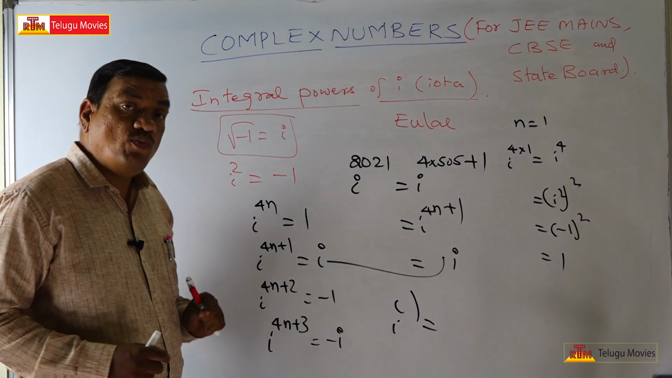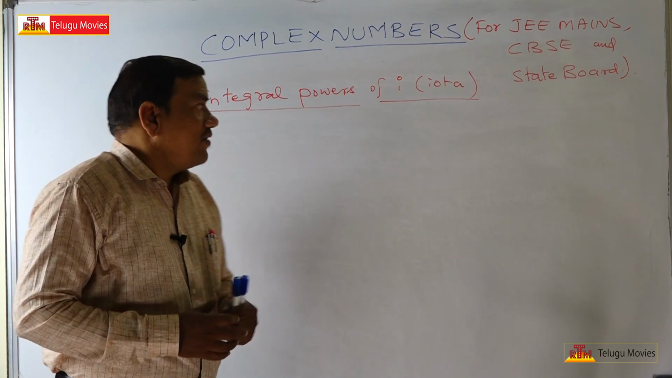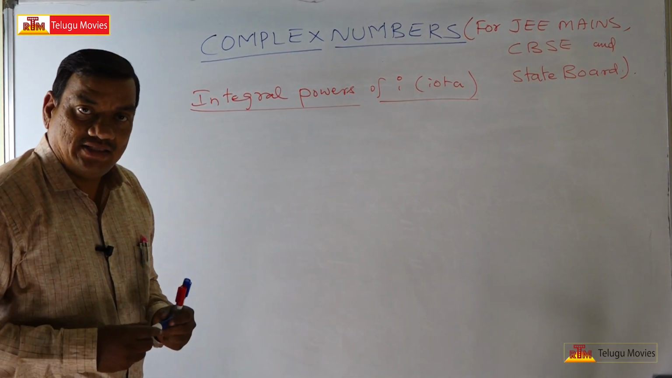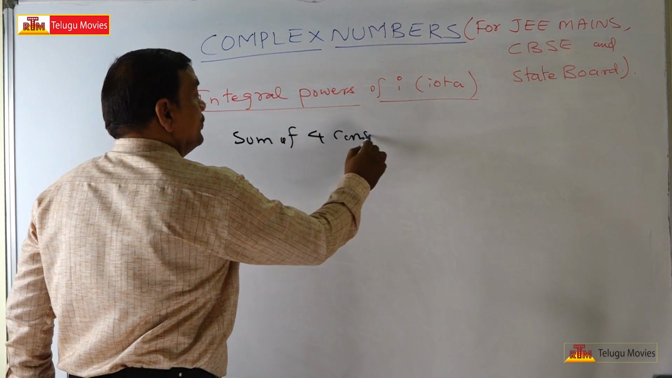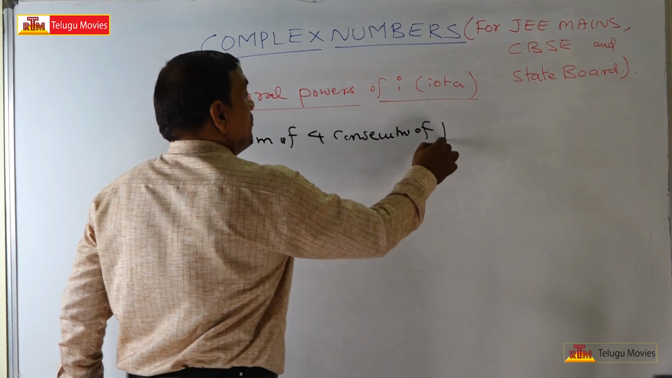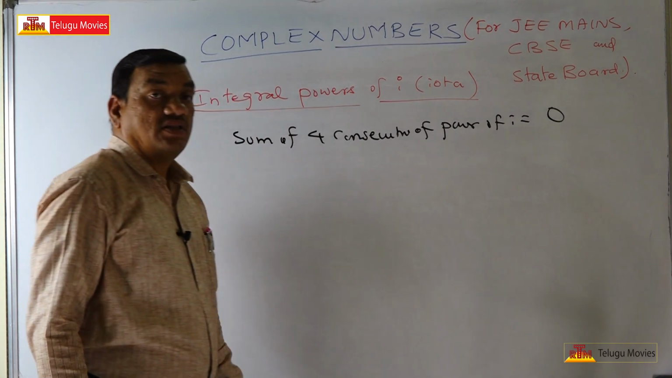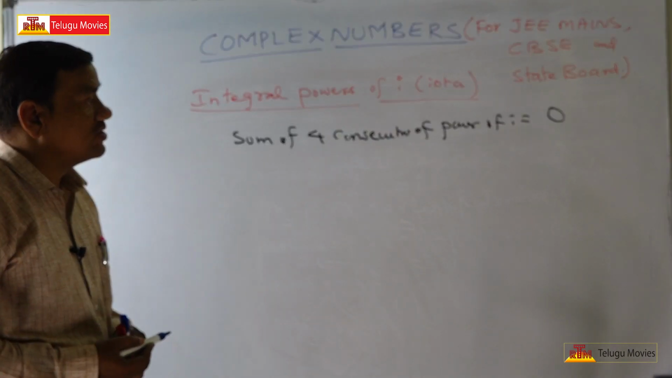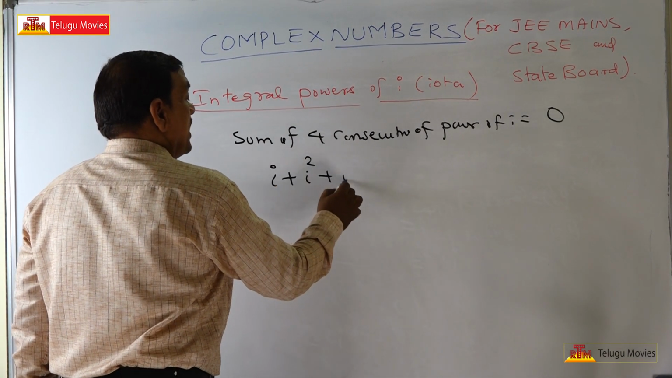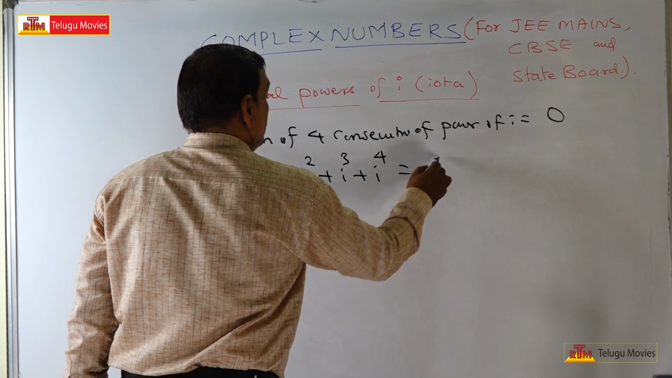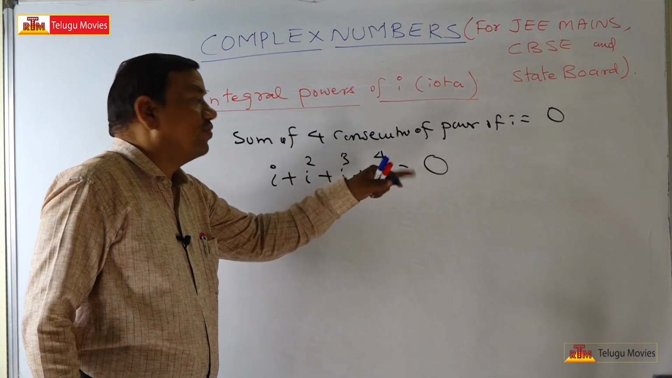And we have one more beautiful property regarding this iota. Let us see that. One more very interesting property of iota is the sum of four consecutive powers of i is equal to 0. What does that mean? For example, i plus i square plus i cube plus i power 4, its value is 0. Here i power 1, 2, 3, 4, its value is 0.